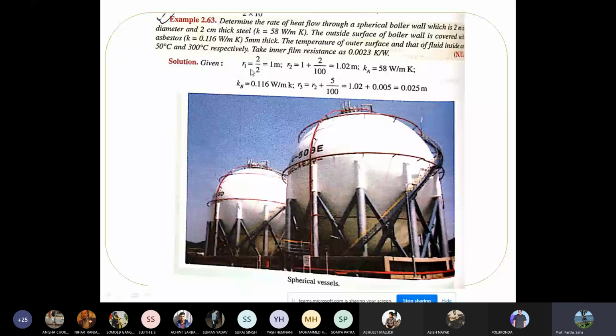R1 is how much? 1 meter, right? Because 2 meter is the diameter. So R1 is 1 meter. R2 is R1 plus thickness, right? Thickness is 2 centimeter, this is 2 by 100. So R2 is 1.02 meter.